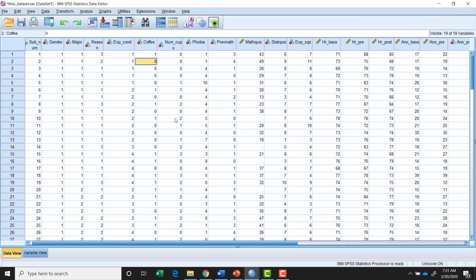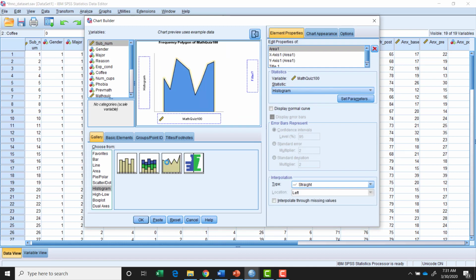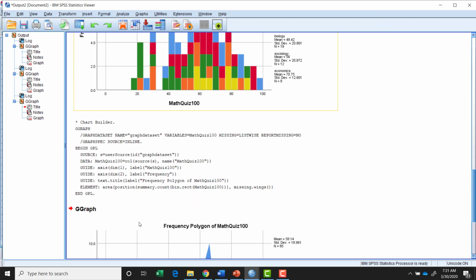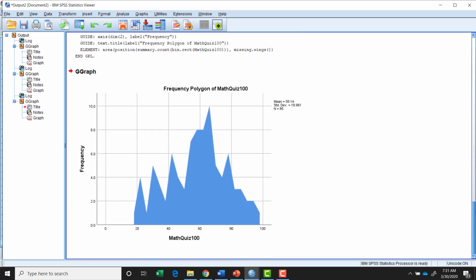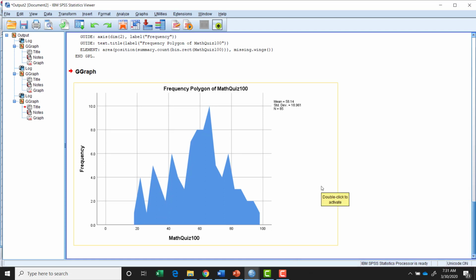And let's now go to a frequency polygon. So let's go back to graphs, chart builder. This is the third one. We already have the Math Quiz 100 here, so we don't have to drag it. This is just showing a discrete distribution, putting it into a distribution. So we can see the overall distribution of exam scores. And no, I don't want to tell you what I think.